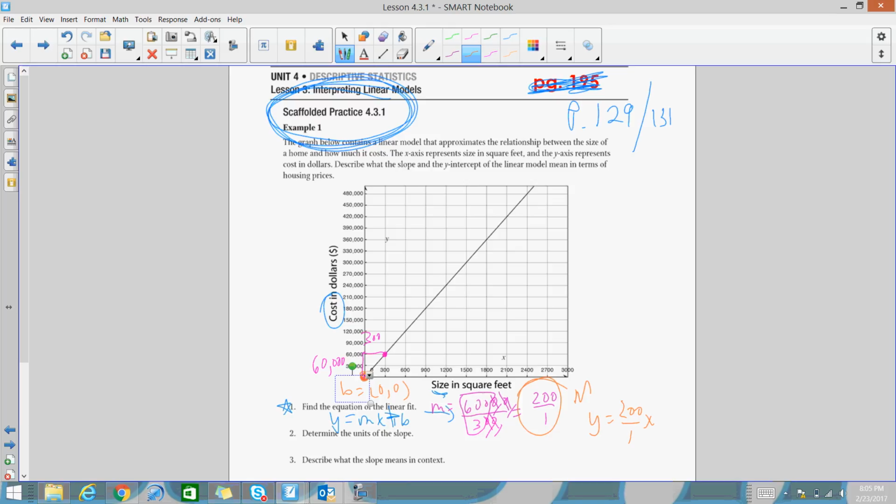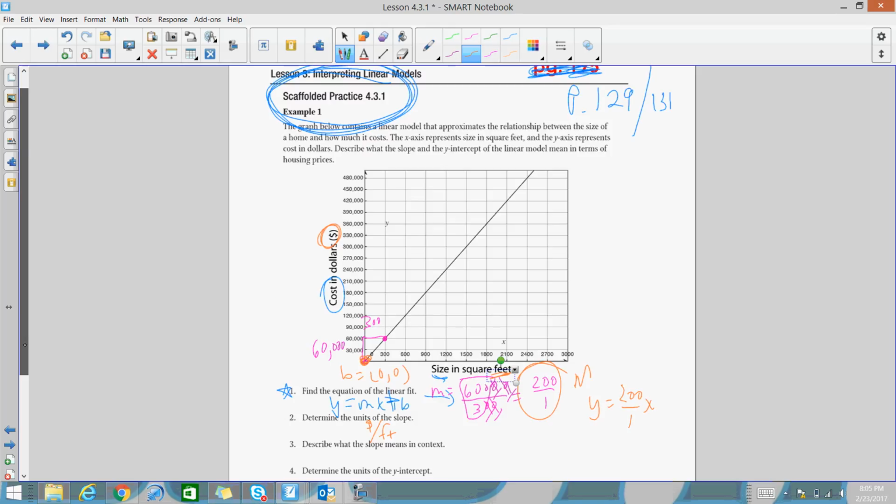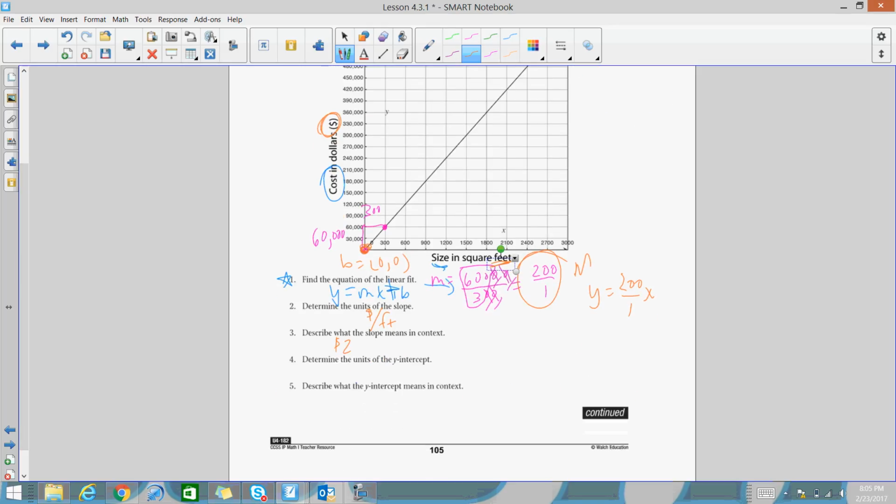So the units of our slope are based on what our rise and what our run are. Our rise is dollars and our run is feet, so it's going to be dollars per foot. So what does the slope mean in the context of the problem? It means $200 per 1 foot. That's what the slope means in the context.